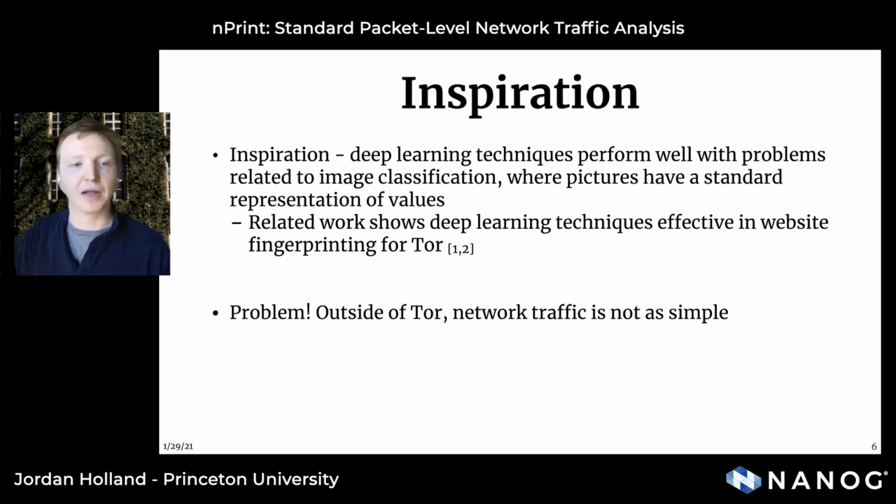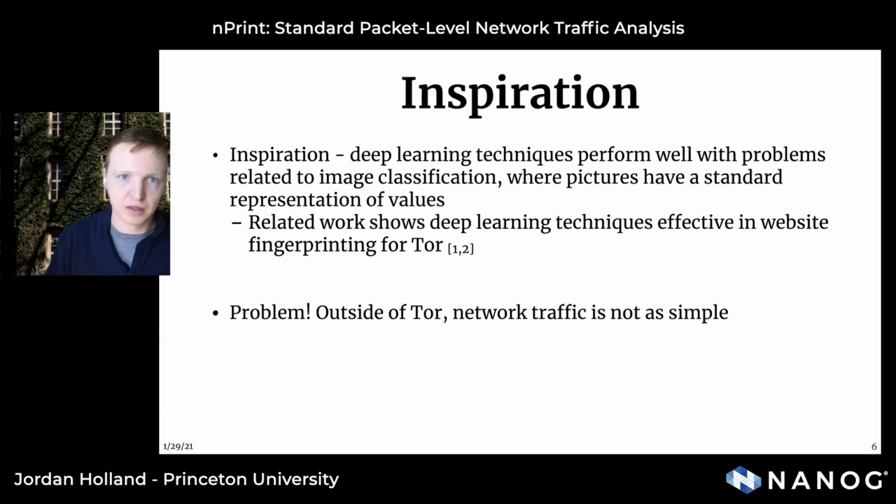And then related work shows that deep learning techniques have been super effective in website fingerprinting for Tor. And this is the idea, right, that we can fingerprint the website someone is going to by just looking at the directions of the traffic, because in Tor, right, we have cells and everything is the same size, and essentially what we're left with is direction. Unfortunately, when we move outside of Tor, applying machine learning techniques in an easy, rapid, standard way to network traffic that isn't all the same size and the same protocol, and essentially these cells, is not nearly as simple, right?